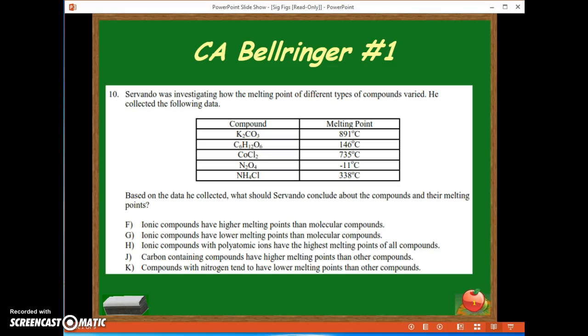So that's where you should start. If you're looking at that answer choice, it's actually F is the answer. I imagine some of you were leaning towards H as well, that ionic compounds with polyatomic ions have the highest melting points of all compounds. While that's true in this data table, there's a lot of other compounds out there with polyatomic ions, so they might actually have different melting points, so you don't have enough data to make a statement with H, but I understand why you would pick that. The answer is actually F.